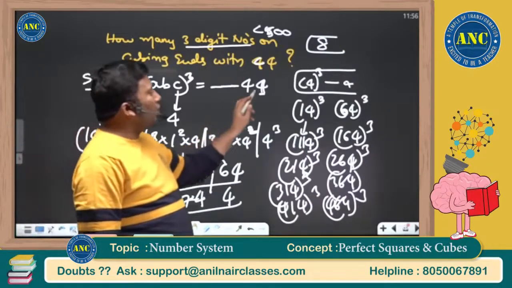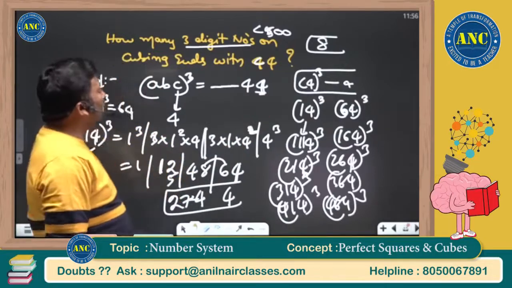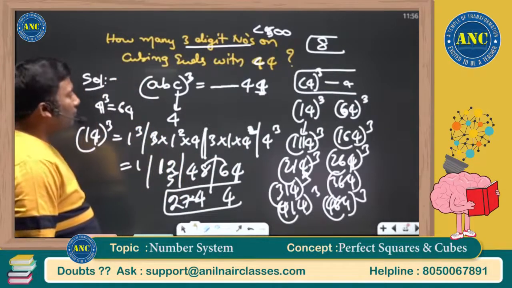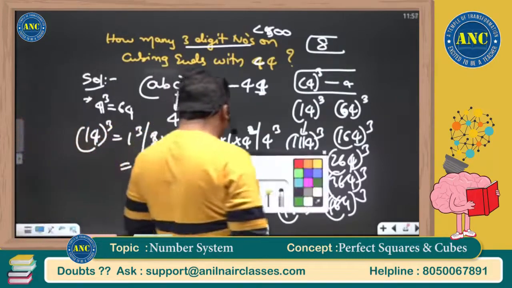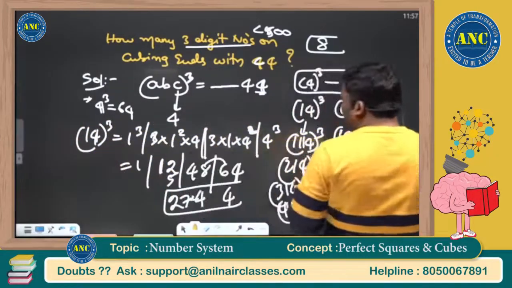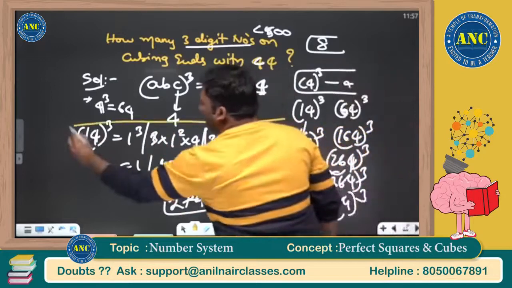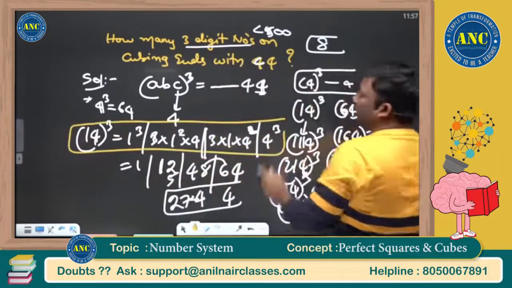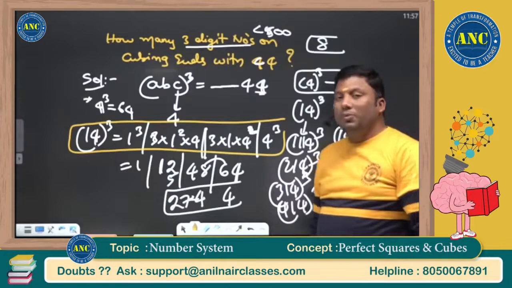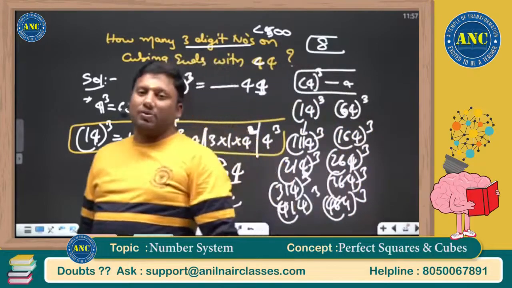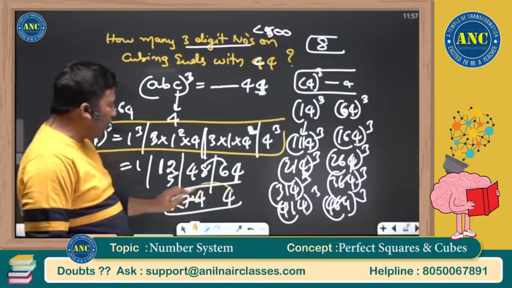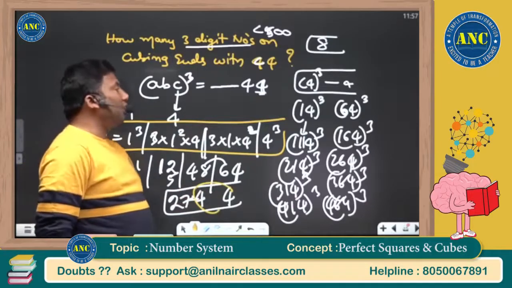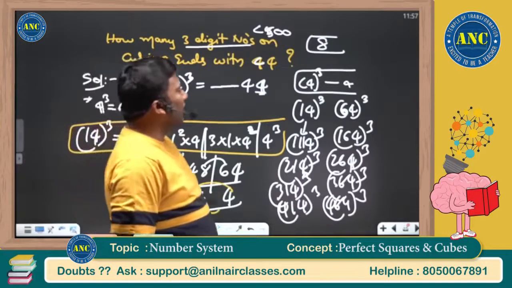ABC whole cube is nothing but 44. Which number on cubing will I get 4 at the end? 4 cube is 64. Then I did 14 cube. Just to solve the problems easily, that is the reason I did a plus b whole cube, which is a cube, 3a square b, 3ab square and b cube. So 14 cube I got 2744. I need 44 at the end.